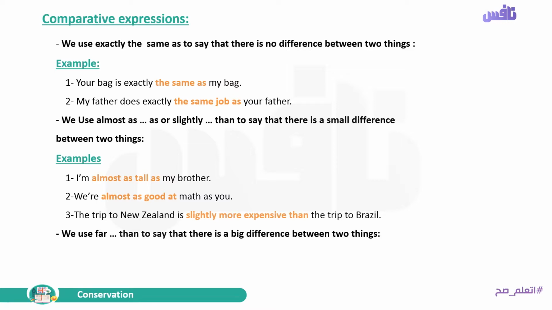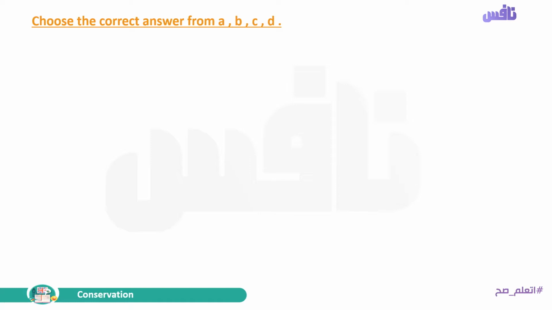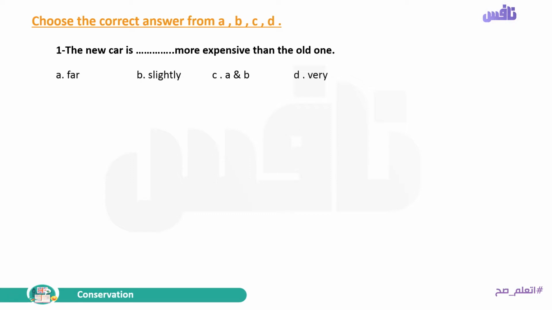We have also far more than. We use far more than to say that there is a big difference between two things. For example, number 1, in my opinion, working on a farm is far more interesting than counting plants. Now choose the correct answer from A, B, C, D. Number 1, the new car is slightly more expensive than the old one. Far, slightly, A and B, very. The answer will be slightly.